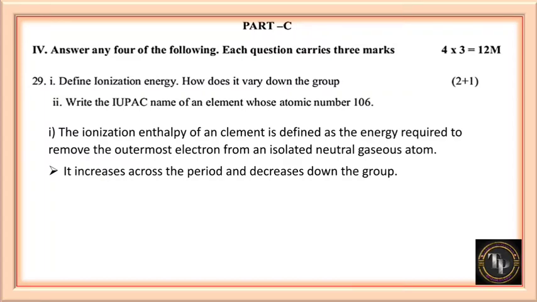It increases across the period and decreases down the group. Why does it decrease down the group? Because as you go down the group, size increases. The force of attraction between the outermost electron and the nucleus decreases. So even a small amount of energy given will eject the electron. So if size increases, the energy required to remove the outermost electron decreases. Why? Because the force of attraction between the nucleus and the outermost electron decreases.